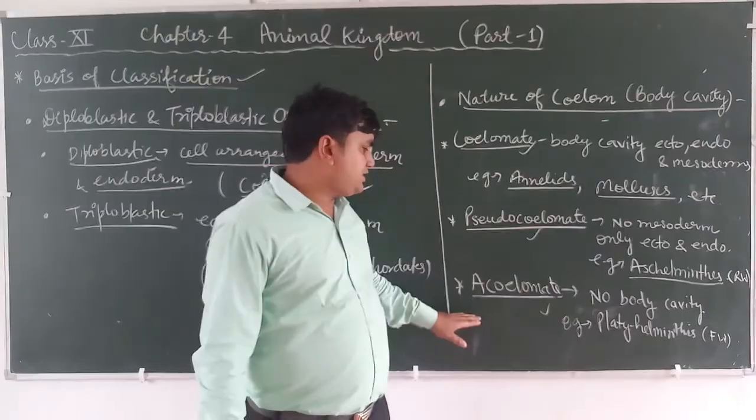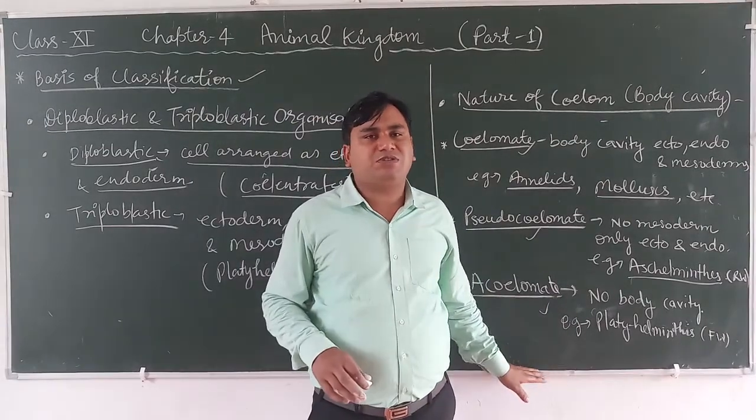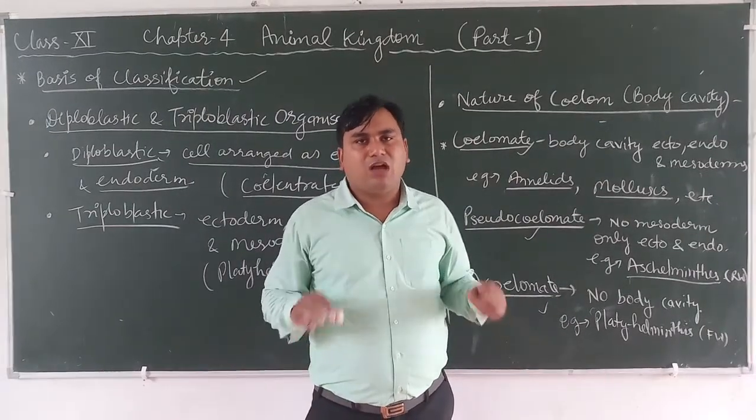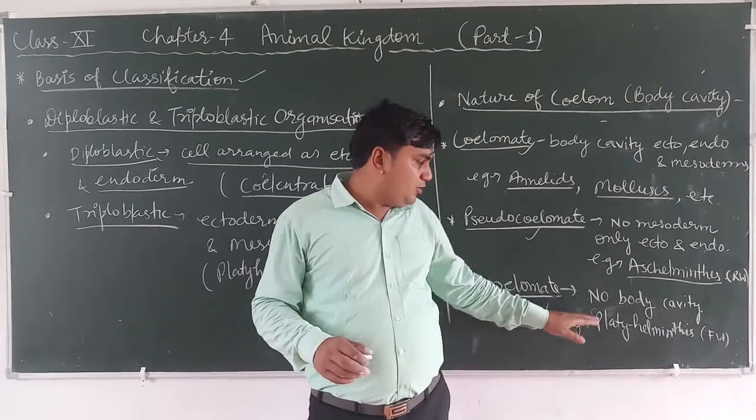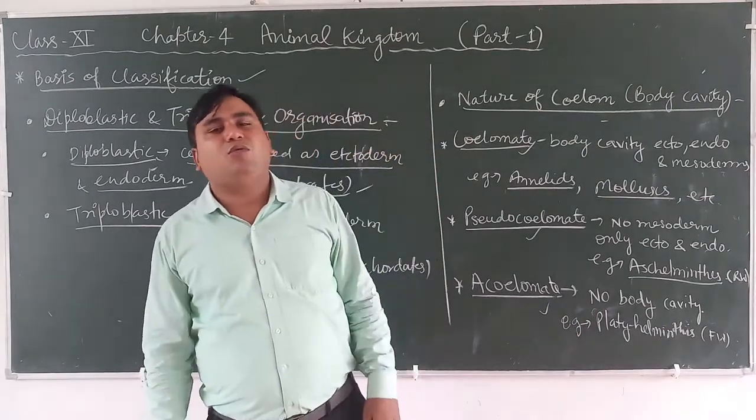Last one is the acoelomate. Acoelomate, no body cavity. A means absent, coelom means body cavity. Absent of body cavity, no body cavity. For example, platyhelminthes, that is called flat worm.